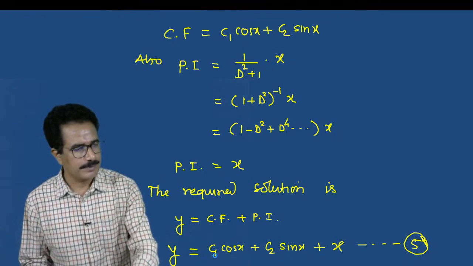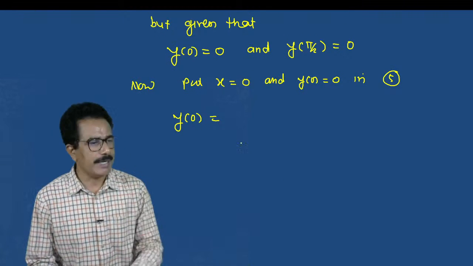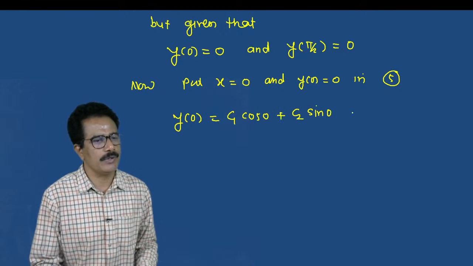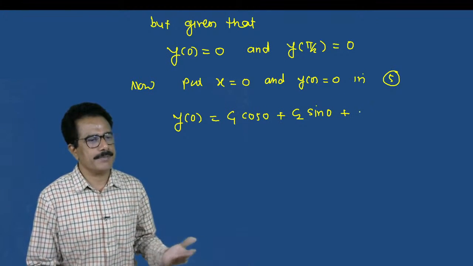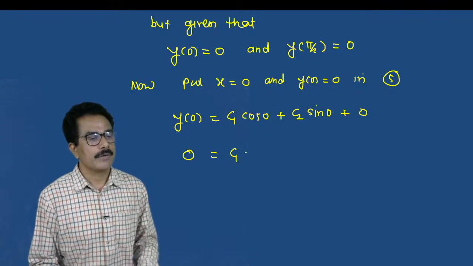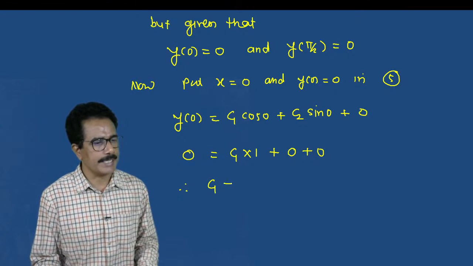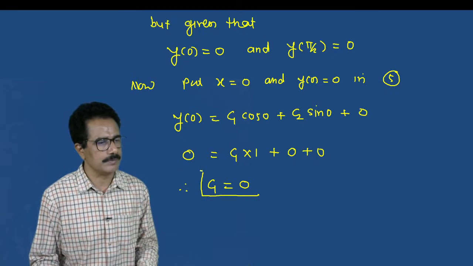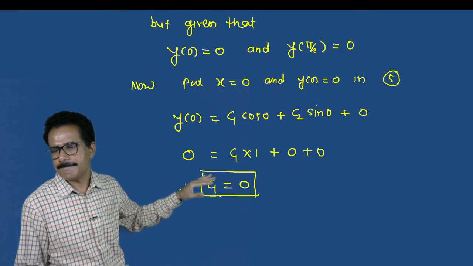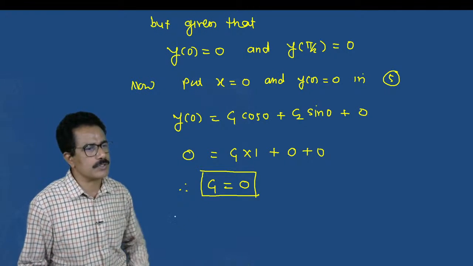So y of 0 is equals to c1 cos 0 plus c2 sin 0 plus x, which means 0. So 0 is equals to c1 cos 0, which means 1, plus 0 plus 0. So we can calculate c1 is equals to 0. Is it okay, students? Please check whether it is correct.